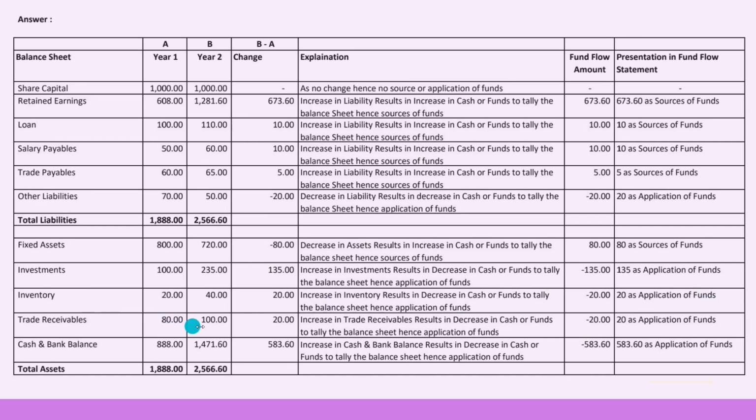Trade receivable 80 becomes 100, so 20. So an increase in trade receivable results in a decrease in cash or funds to tally the balance sheet, and hence an application of the funds. So the fund flow amount is minus 20. So 20 as application of funds.